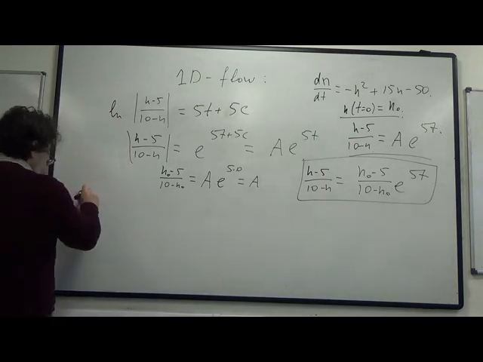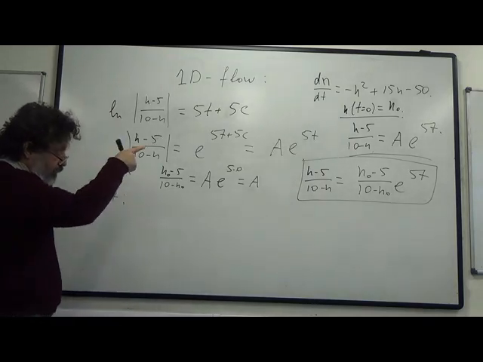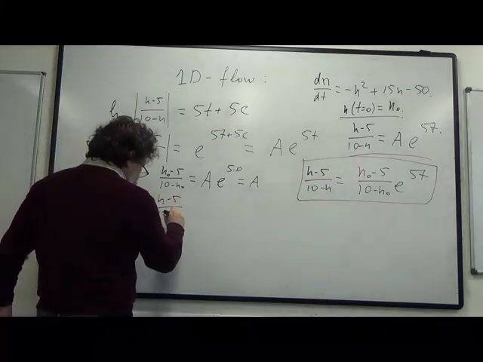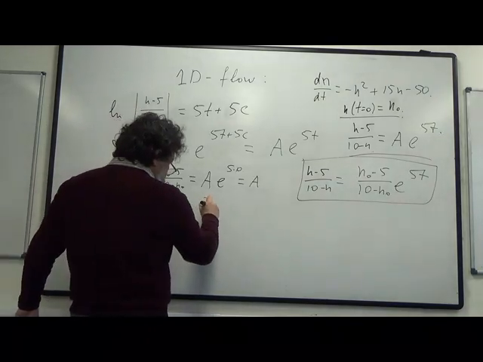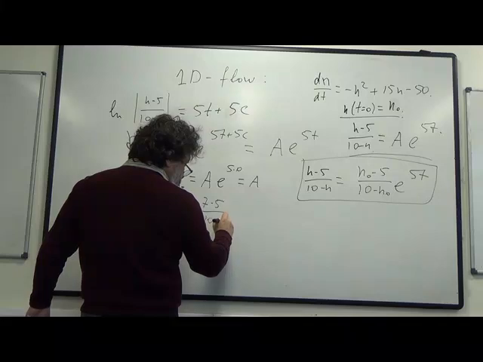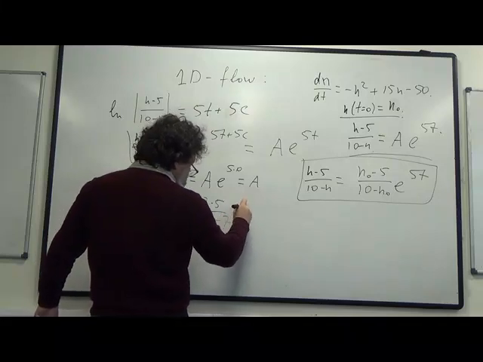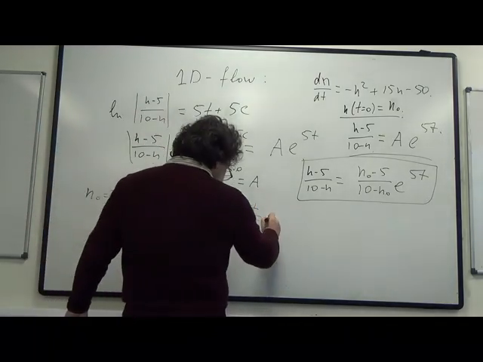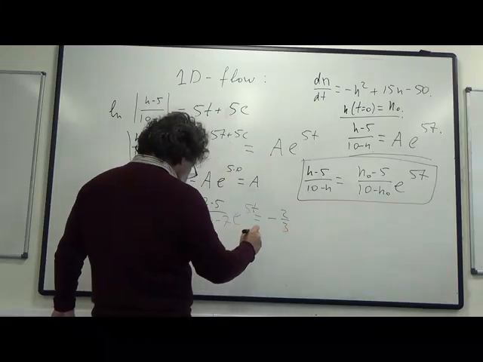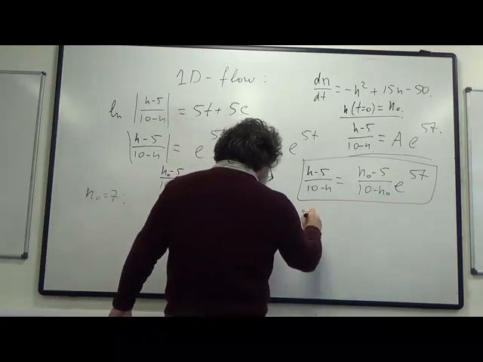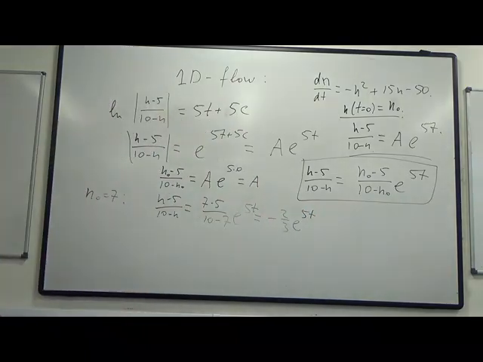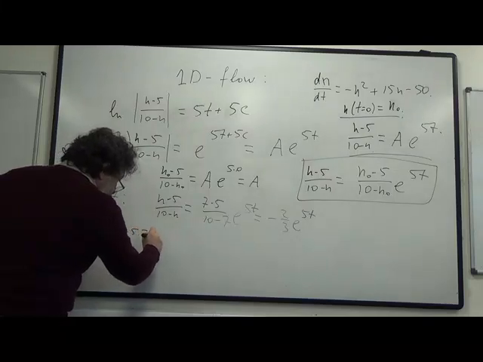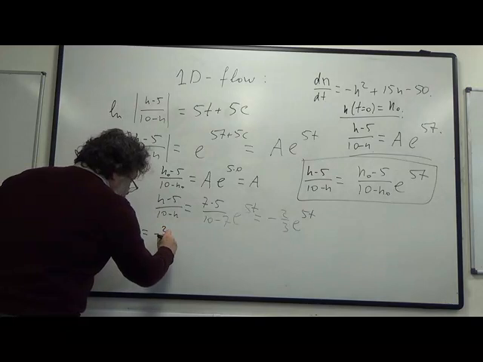So we will put, okay, n naught equals to 7 in our problem. Therefore, n minus 5 over 10 minus n equals to 7 minus 5 over 10 minus 7 e to the power of 5t, which is 2 over 3 e to the power of 5t. Yeah? And from here we can put like this. N minus 5 equals to 2 over 3 e to the power of 5t times 10 minus n.